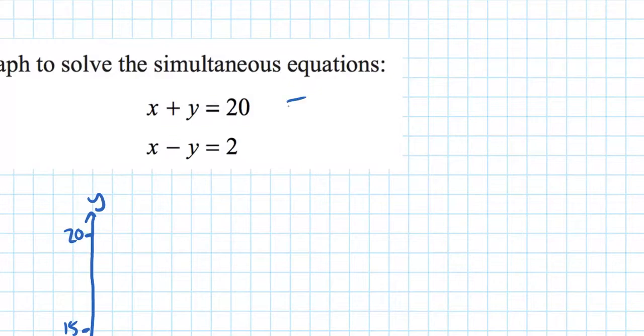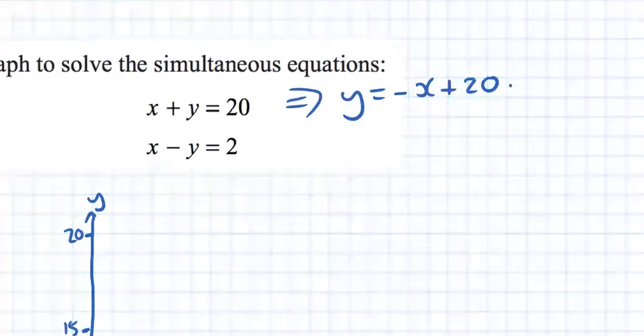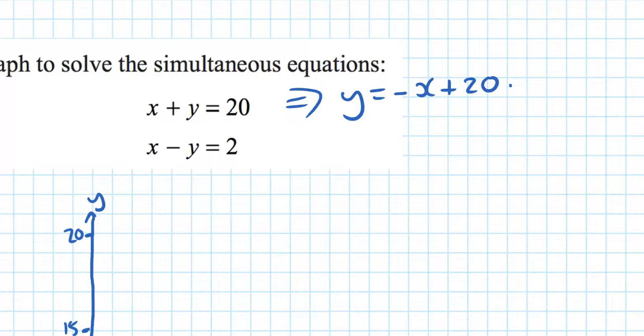So first thing we're going to do is rewrite these in a way that we can easily draw them. So I'm going to move an x from both sides, and that way this equation is going to become y equals minus x plus 20. That's an equivalent expression that I have written in this way because this is easier for me to draw on a graph. I can easily see the gradient, I can easily see the y-intercept.